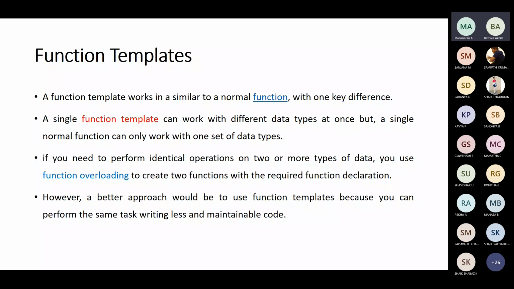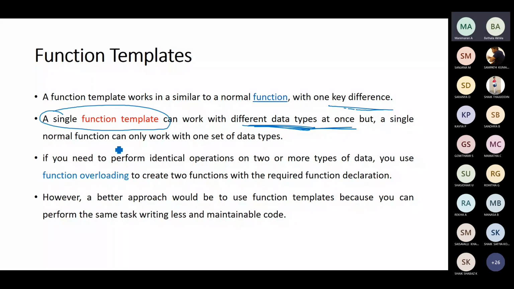So first we will take function template and we will see how it is working, what is the syntax for declaring function template, and how are we going to process with the different data types with this one-time definition of function. All these things we will see. So now a function template works similar to a normal function. We know that normal function already, with one key difference. What is the difference? We will see. Now a single function template can work with different data types at once. That is an important thing here.